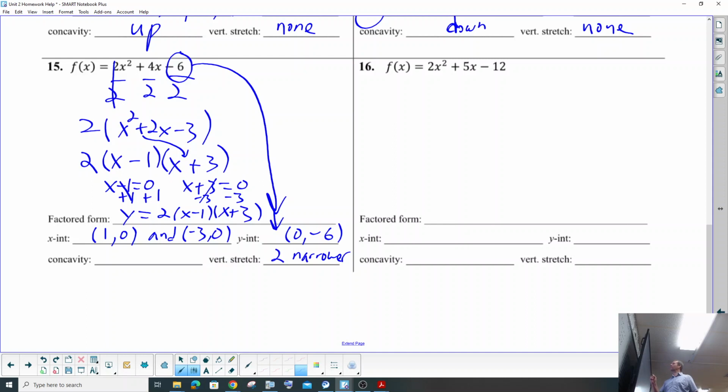Way-oh! Is it going up or down? Well, it's a positive in front. Positive in front means that we're going up. Way-oh! Okay, there we go.